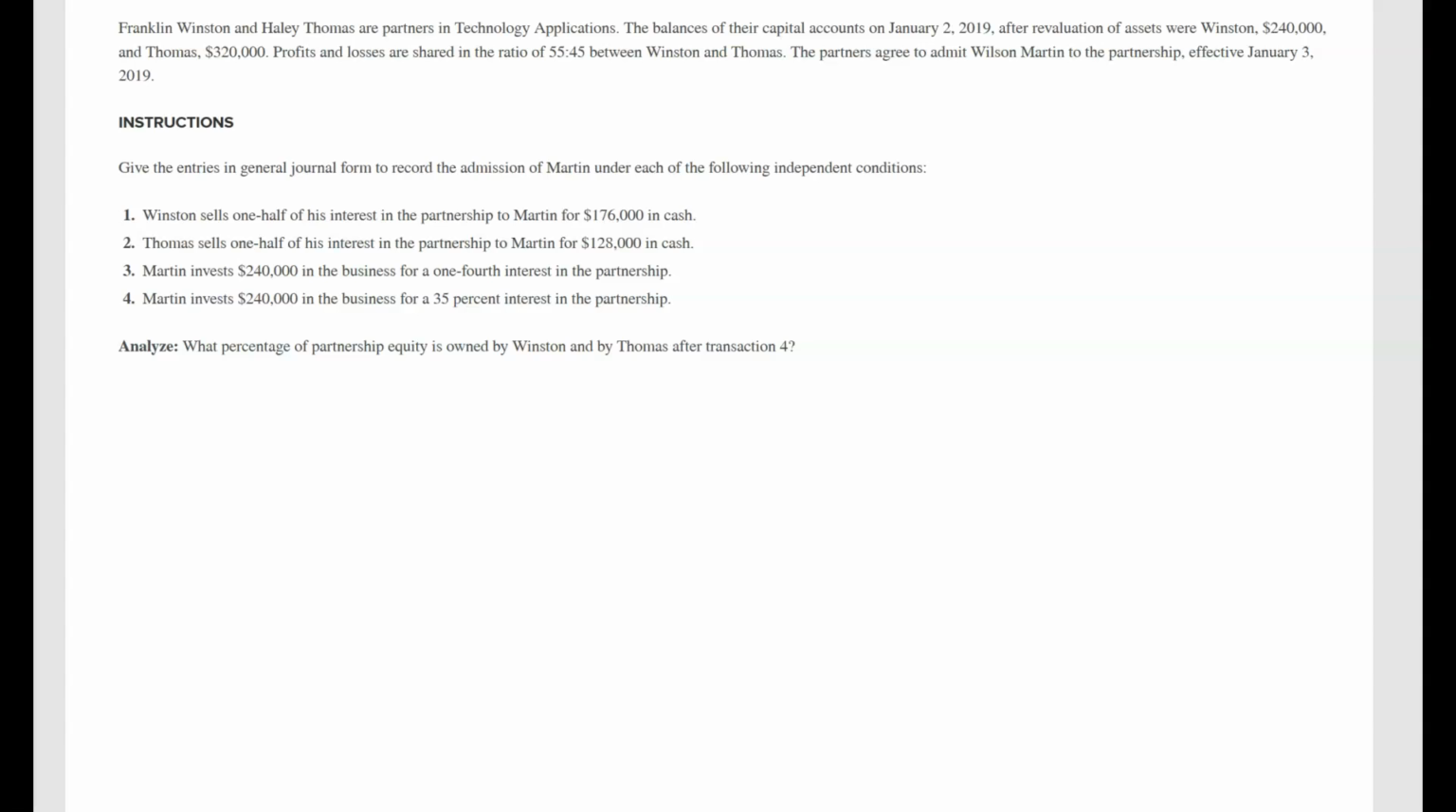We have 4 journal entries that we need to do. And this is going to be admitting Martin as a partner under different situations. So the first one is Winston sells 1/2 of his interest in the partnership to Martin for $176,000 cash. Okay, so that is one. I'm going to, let me see if I can fit this all on this page. Okay. So I'm going to do one right here.